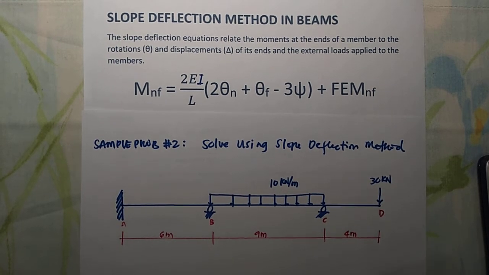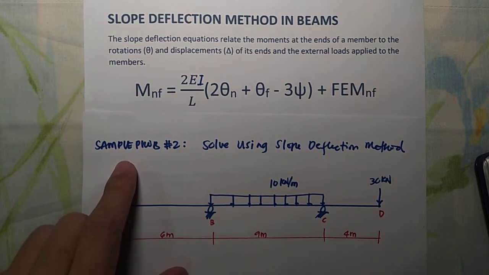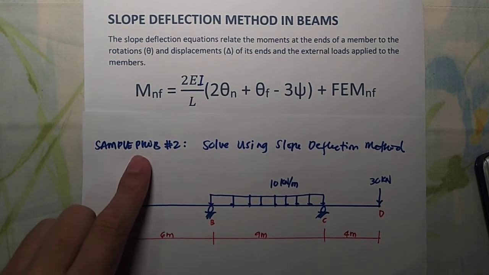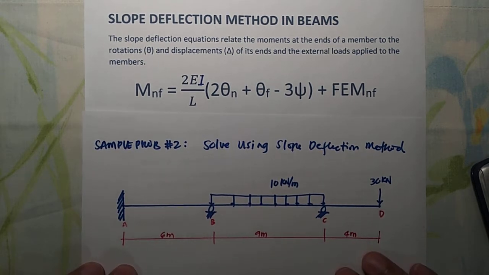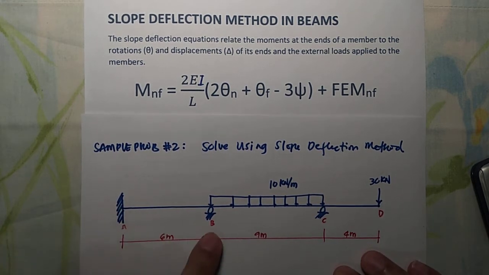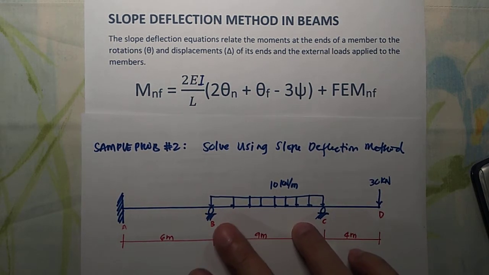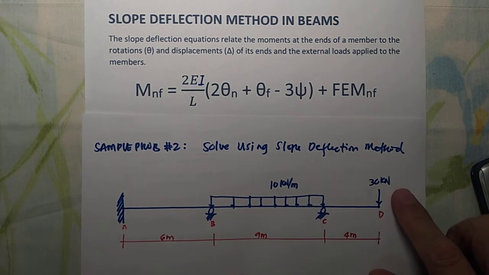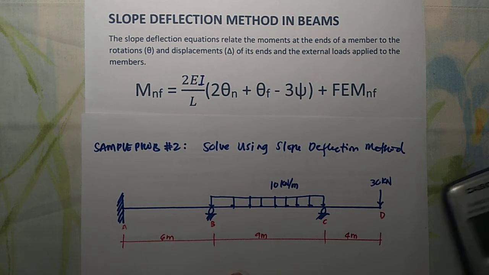Hi, good day. So today I'm going to discuss my second sample problem using slope deflection method. As you can see from this continuous beam, we have a fixed support at A, roller at B, roller at C, and a free end at point D. It is loaded with a uniform load on segment BC and a concentrated load of 30 kilonewtons on the free end at D.